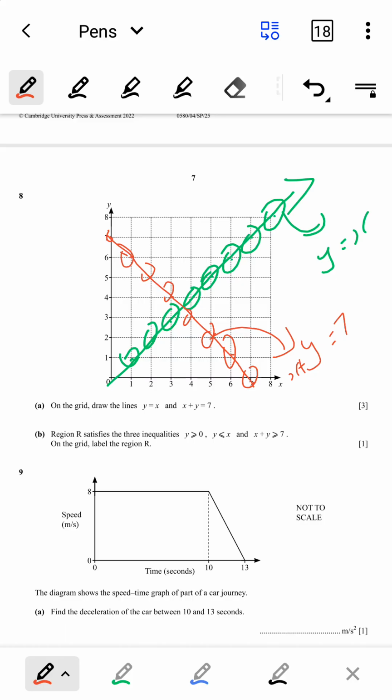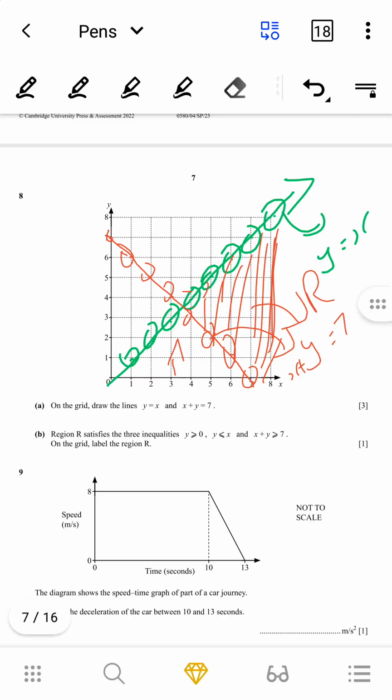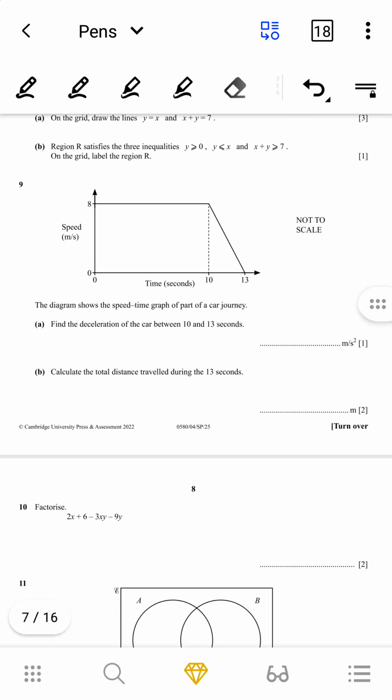Then region R we need to find. Region R satisfies the 3 inequalities. y greater than or equal to 0: it is upward, all the region above. Then y less than or equal to x, on the line here. Then x plus y greater than or equal to 7. Yes, this one, which means this region. This region you have to mark as R. 1 mark you will simply get. Is it correct? Then moving forward with question number 9.